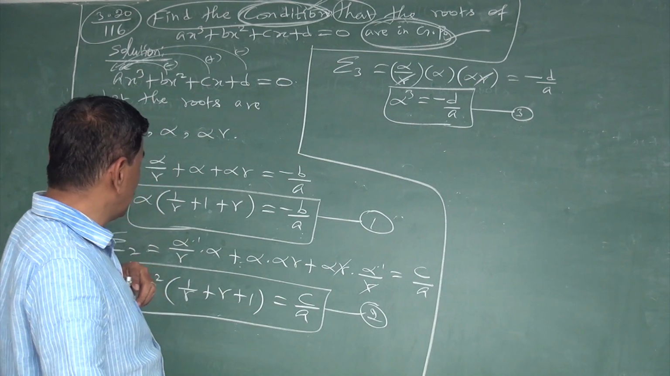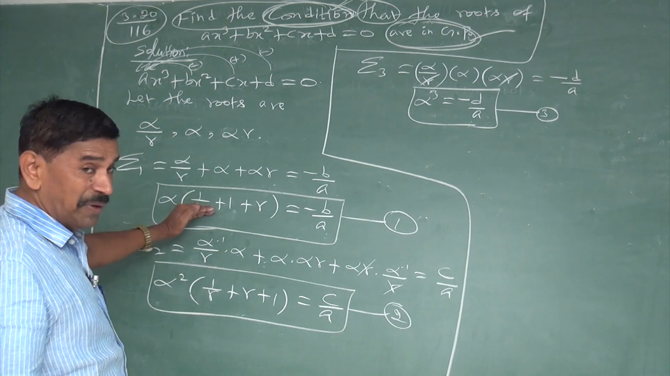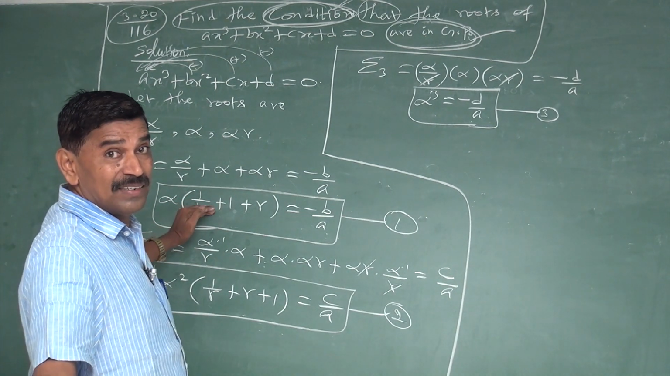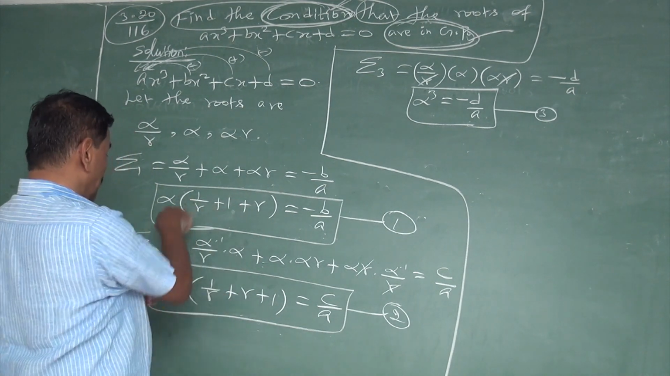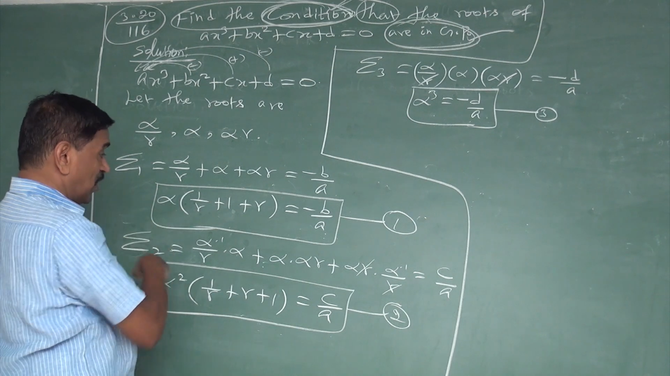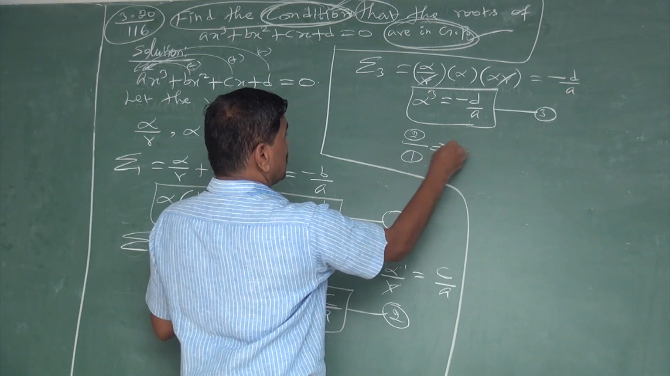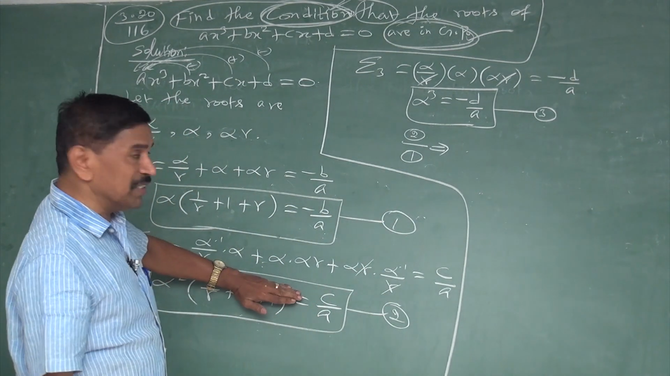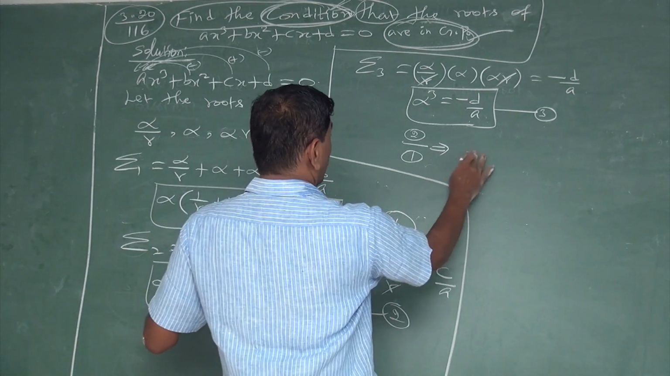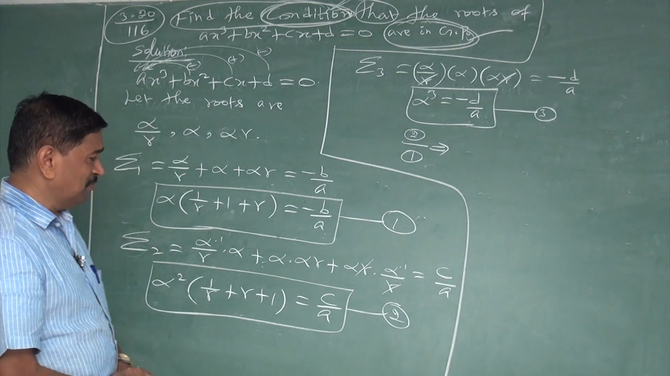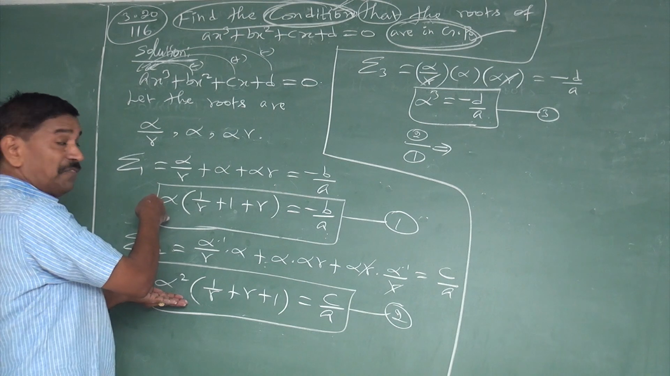Any other idea? Good. 2 by 1 is correct: second equation divided by first equation. Why? The brackets cancel, and alpha square by alpha is equal to alpha. So for convenience, the second equation is divided by the first equation. One can divide directly also. Second equation divided by first equation means alpha square by alpha equal to alpha.